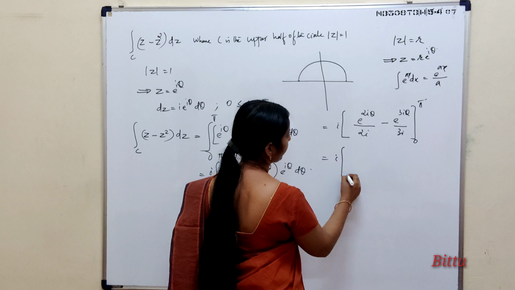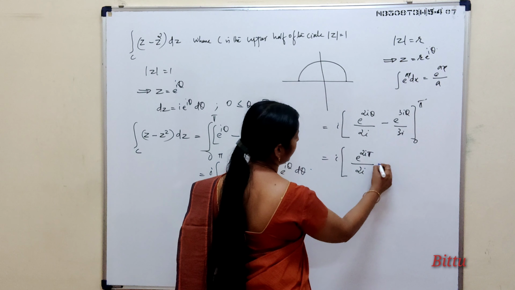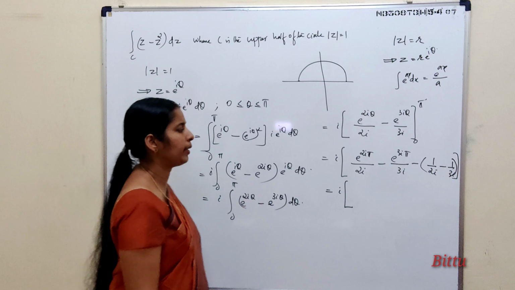So i into e raised to 2i pi by 2i minus e raised to 3i pi by 3i, minus, when theta is 0, e raised to 0 is 1, so it is 1 by 2i minus 1 by 3i. You have to remember here we have non-zero lower limits. That is i into, that is e raised to 2i pi.